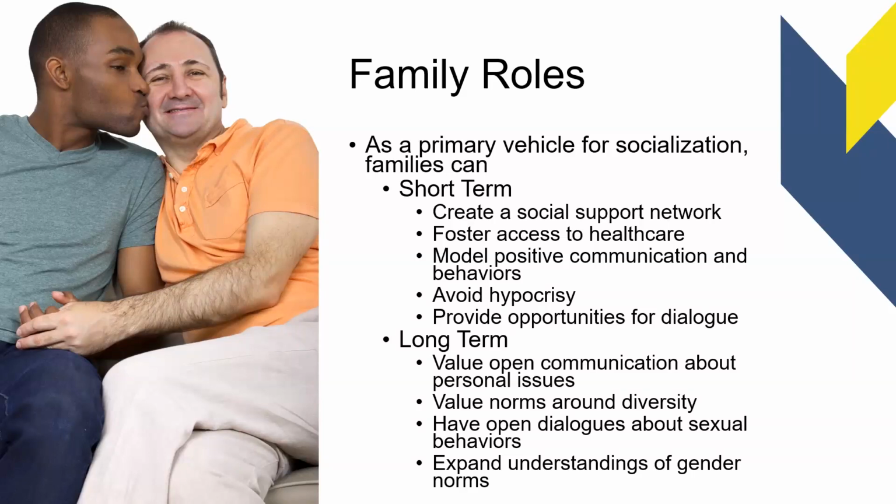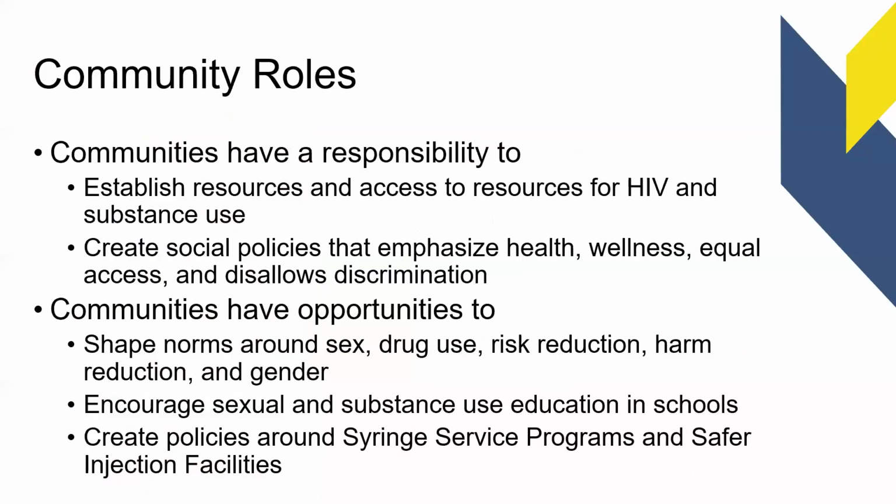And so family is a primary vehicle for health and wellness. Certainly in the short term, it can create a social support network, help support access to healthcare, rights and transportation, and model positive communication and behaviors. I mean, look at what the 7-year-old daughter was able to do. Over the long term, it certainly promotes values about open communication about personal issues. The mom was able to disclose. It also promotes value norms around diversity. That must have been a hard hurdle, to now live with somebody who's HIV positive as a family. Think about that dynamic and that perspective. What does that mean? Which also lends itself to having open dialogues about sexual risk and expands our understanding of gender norms. I just think that's the key piece here for today's message. And communities, of course.